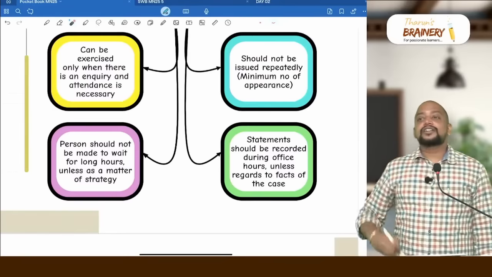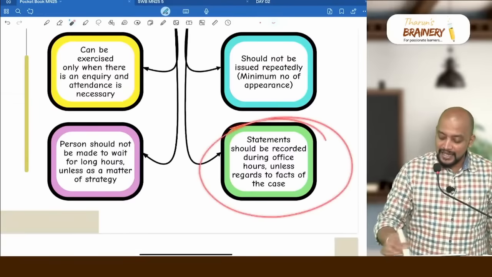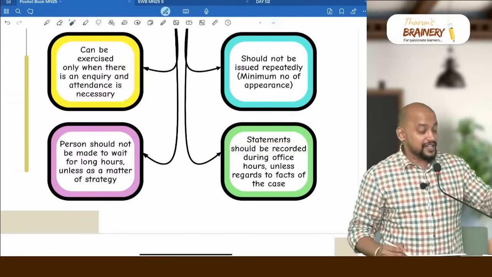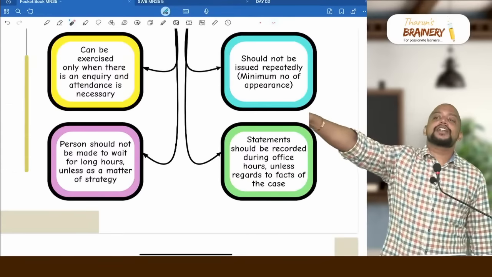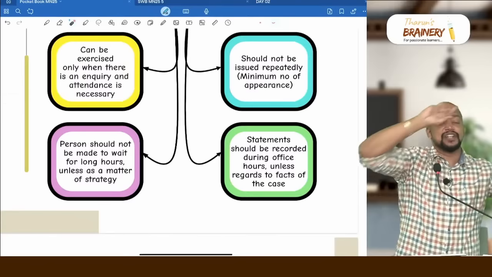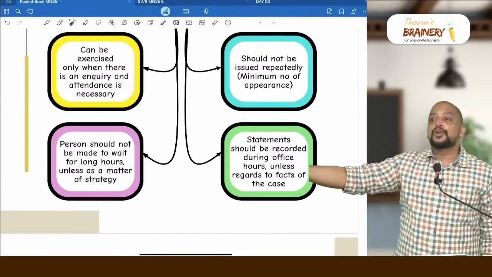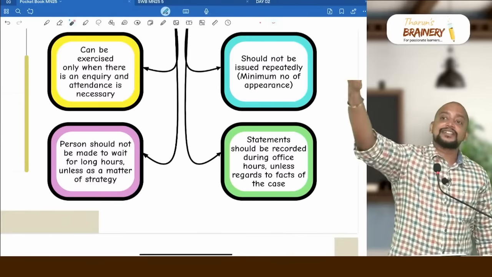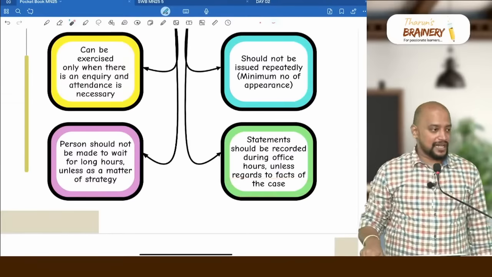And you cannot call them at night, saying come at 11 o'clock, we will sit and discuss. No, not possible. A statement should be recorded only during office hours unless regards the facts of the case. Say at night they are going to arrest one person. At that time this person is required as a witness before the magistrate, because he is arrested under a cognizable and non-bailable offence and will be produced before the magistrate. The magistrate will ask for the witness. At that time the witness can be summoned to come at night. That is this, unless regards the facts of the case.